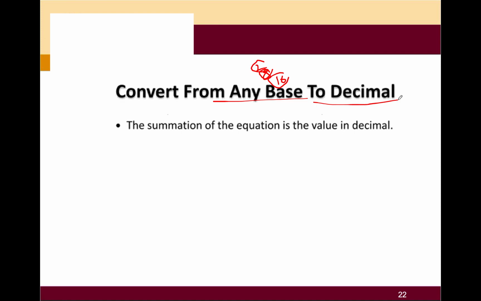First of all, I just want you to refresh that there are 4 important base number systems: first is decimal, second is binary, then octal, and lastly hexadecimal. These are the 4 base systems that you need to understand, memorize, and focus on in this chapter, and also in digital logic. The summation of the equation is the value in decimals.